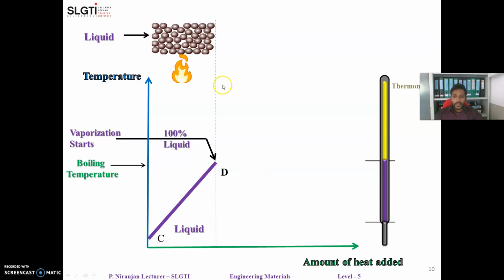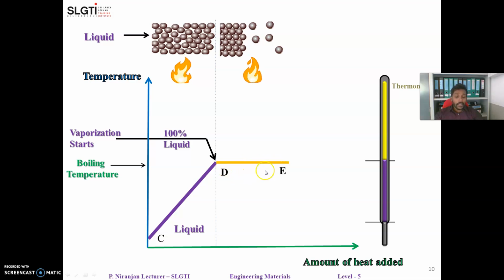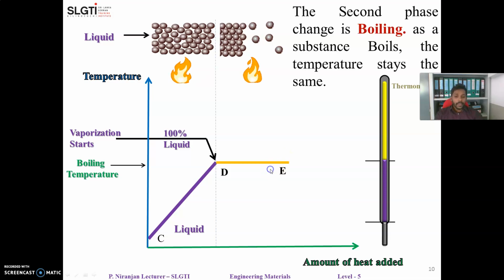Okay students, here I gave the previous slide also. Now I am going to heat up my liquid material further. If I heat up my liquid material further, the temperature will never change. It means the temperature is constant, because in this region, which I mark as D to E, the liquid material completely changes its phase to gas.